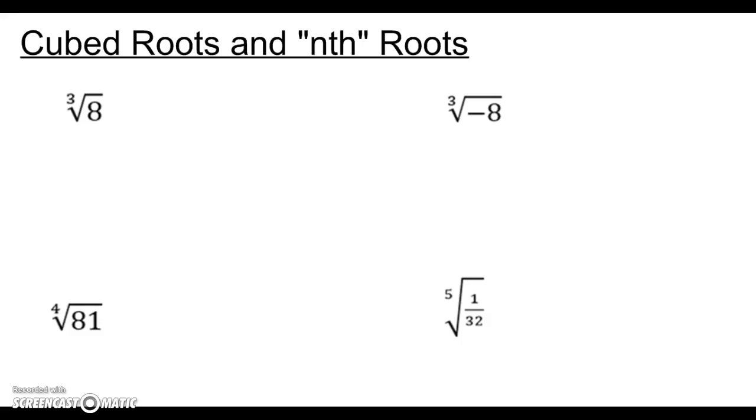Roots and nth roots. Looking at these four examples, the top two are what we would call cube roots, because you can see we have little threes on the outside of those roots. And then the bottom two examples are nth roots. I would technically call the bottom left a fourth root, and the bottom right a fifth root.